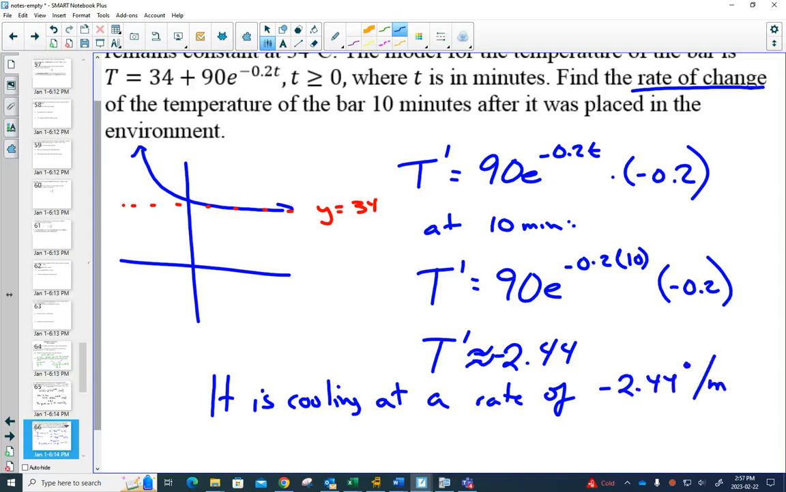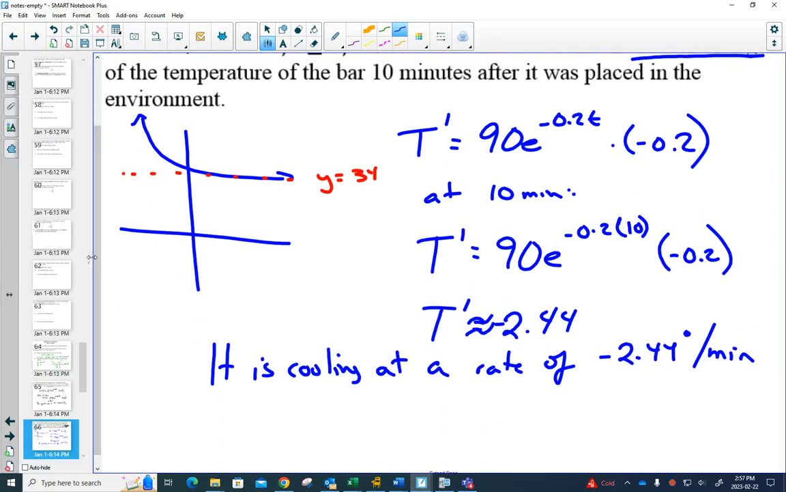Is it minutes? And is our unit degrees Celsius? Yes. It's cooling at about 2.5 degrees per minute. If we wanted to figure out how hot it is at that moment, we could plug 10 back into the original equation. But whatever temperature it is at 10 minutes, we can expect that in the next minute it's going to go down another 2.5 degrees.